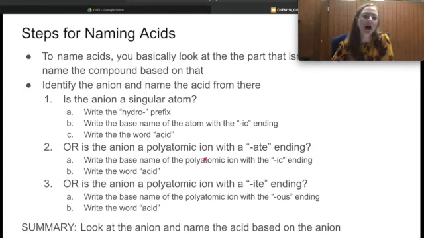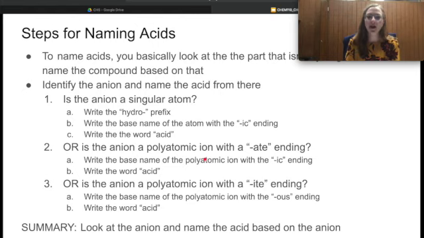So we also have the case where we might have a polyatomic ion with an ite ending, okay? So we have the ate ending, and we have the ite ending. So this would be sulfite, nitrite, chlorite, those kinds of things. They get an entirely different ending. They take the ous ending. So we've got nitrous acid, sulfurous acid, those kinds of things. So that's basically what our naming scheme is going to look like. You look at the anion that's attached to the hydrogen and you name the acid based on that anion.